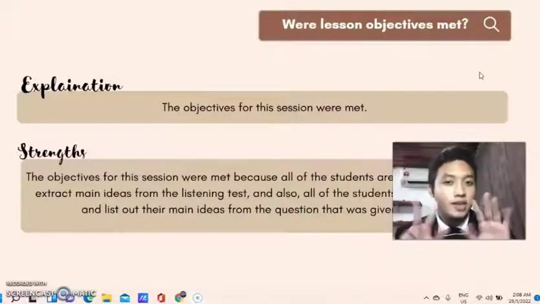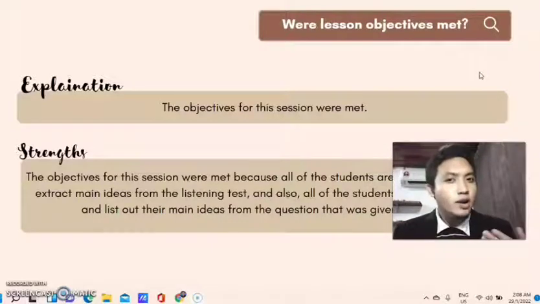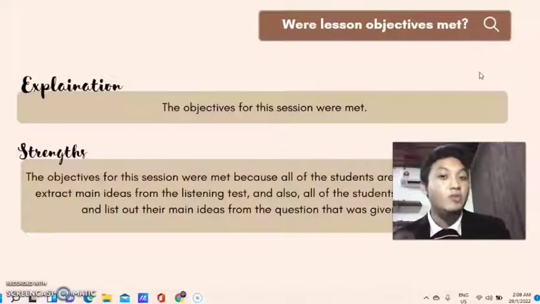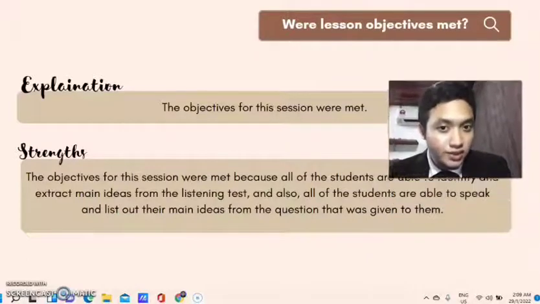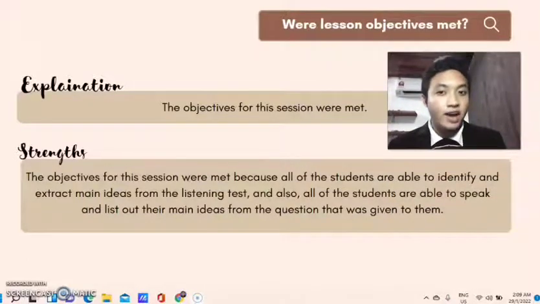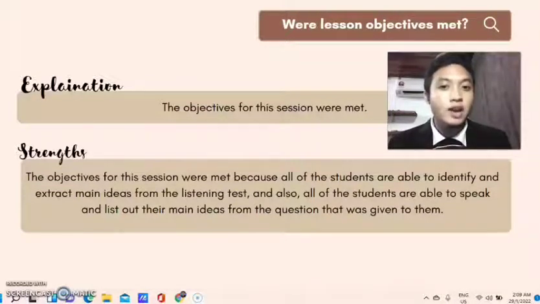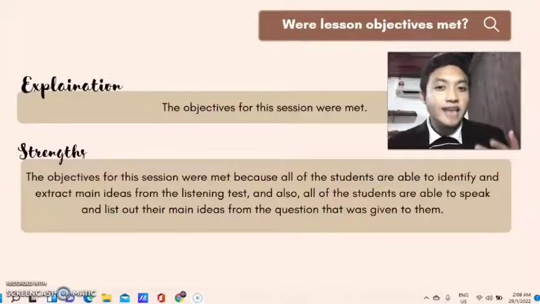Moving on to the eighth aspect, which is, were lesson objectives met? And the answer is yes. The objectives for this session were met. And this is because all of the students are able to identify and extract main ideas from the listening test, and also all of the students are able to speak and at least list out their main ideas from the questions that were given to them.